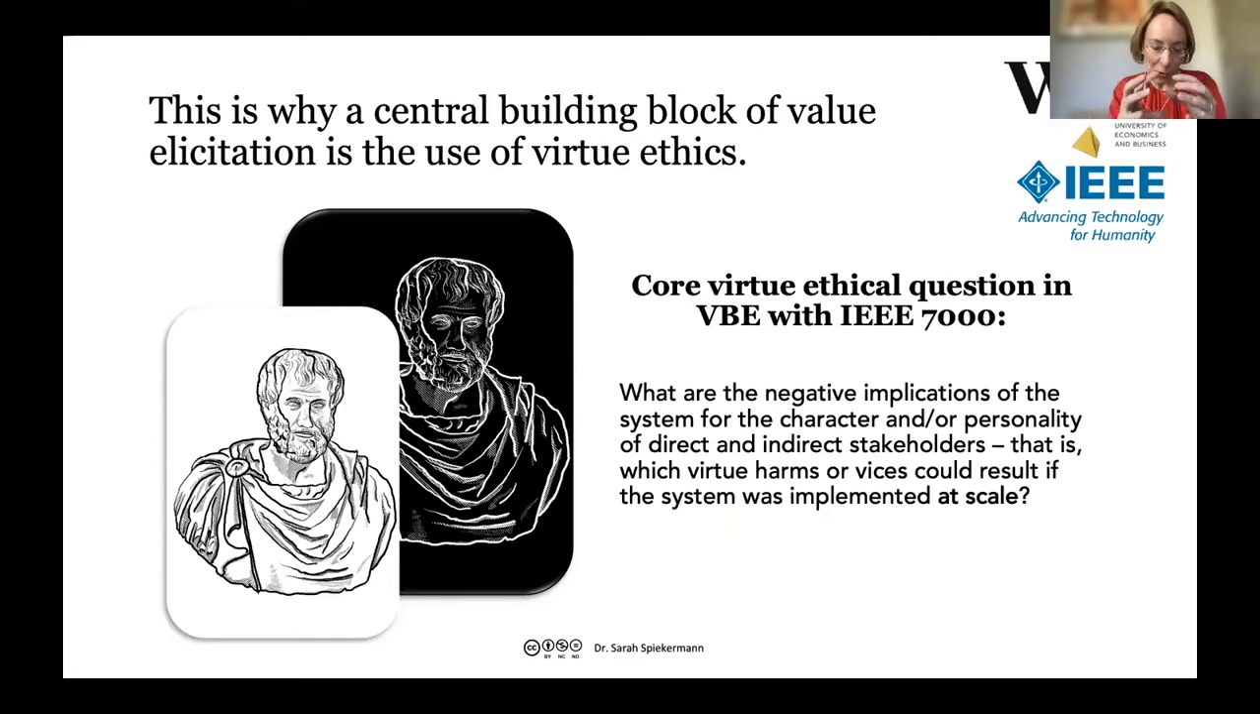And now I'm coming to a corner piece: when we elicit the ethical implications of a system, in a good sense, as good value implications as well as bad value implications, one core question is that we go back to virtue ethics, and we ask the stakeholders to envision what would happen if a system was rolled out at scale. And what would happen to the character of the people, to the personal characteristics of the people using the system in the long run, if that system was ubiquitous? Here you see on the slide, what are the negative implications of the system for the character and or personality of direct and indirect stakeholders? That is, which virtue harms or vices could result if the system was implemented at scale? That's the virtue ethical question we use.